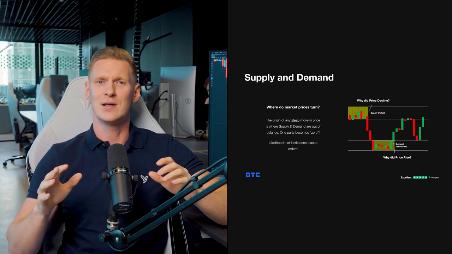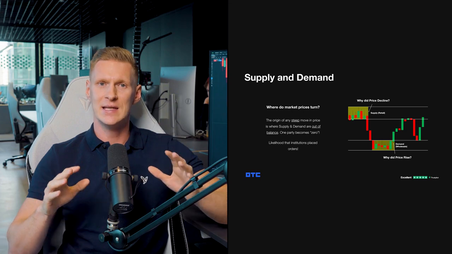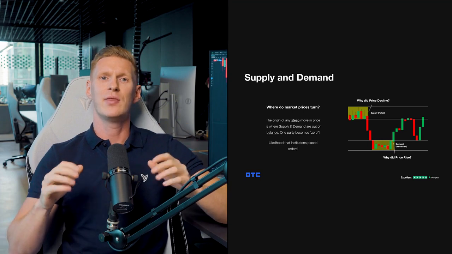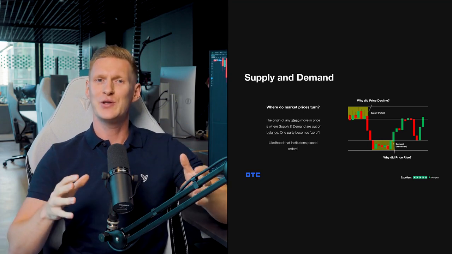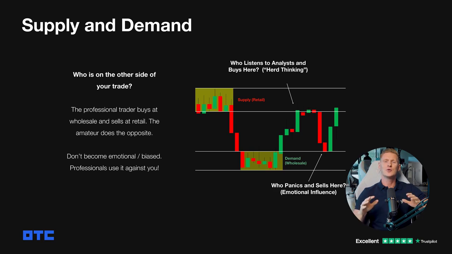By marking these zones, we can confidently say, here demand exceeds supply, or there supply exceeds demand. This is a core process we use to identify supply and demand imbalance, and thus potential turning points in any market. Next, let's figure out who's on the other side of our trades.